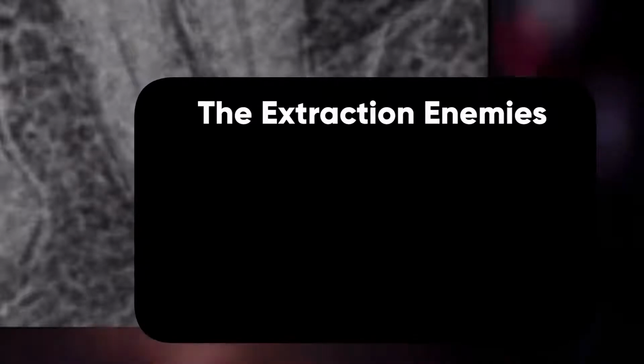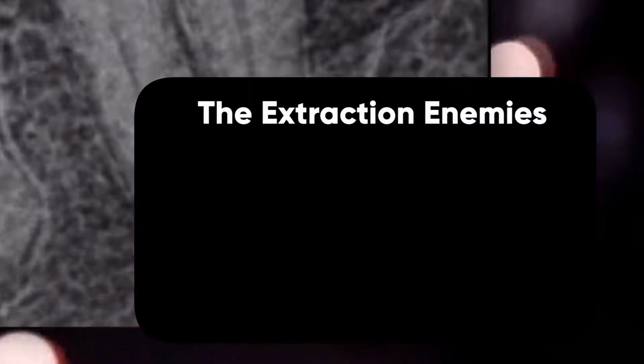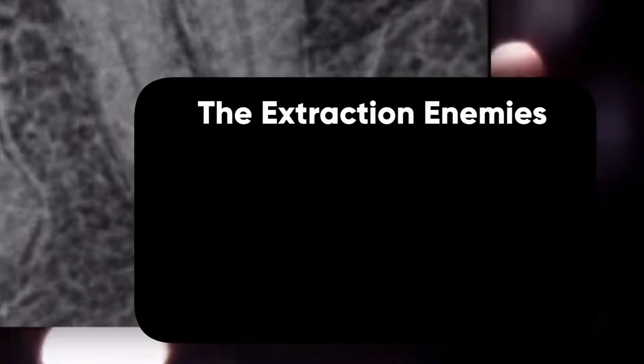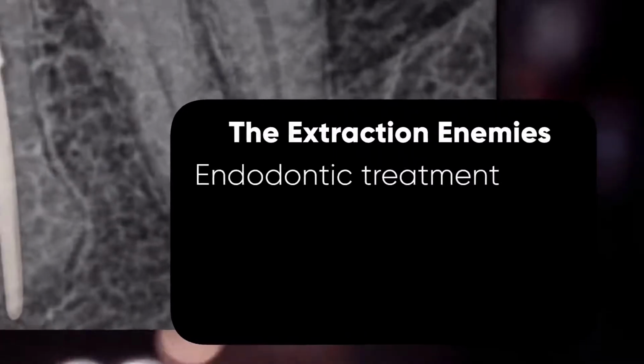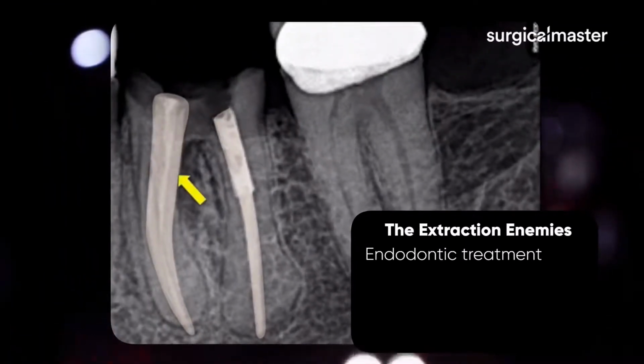So Jeff, thanks again for sending this to me. So let's go ahead and list the extraction enemies. The first thing that I see is that the tooth is endodontically treated. That makes the tooth much more brittle, and it's prone to fracture when you attempt the removal of these roots. And you can point out a few weak spots.